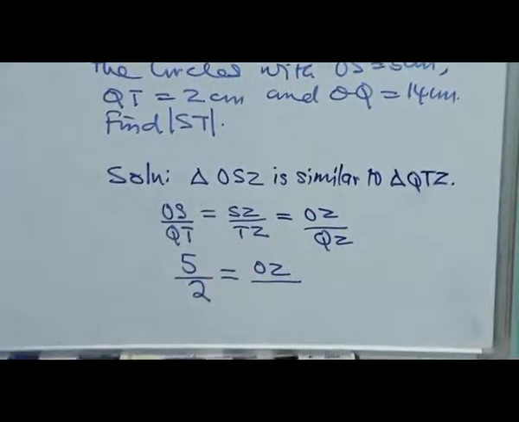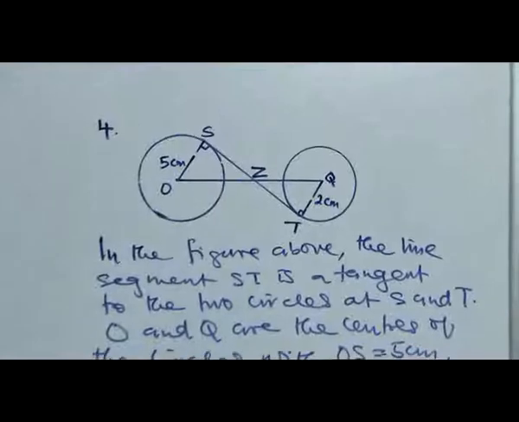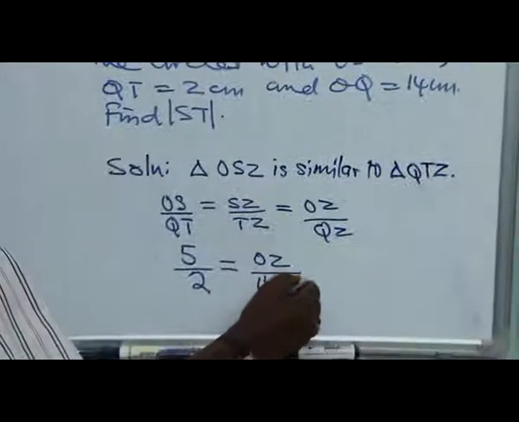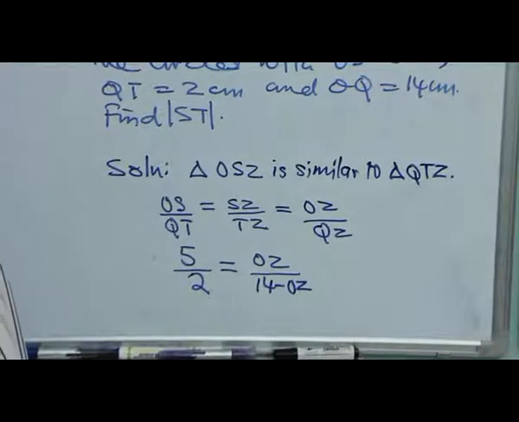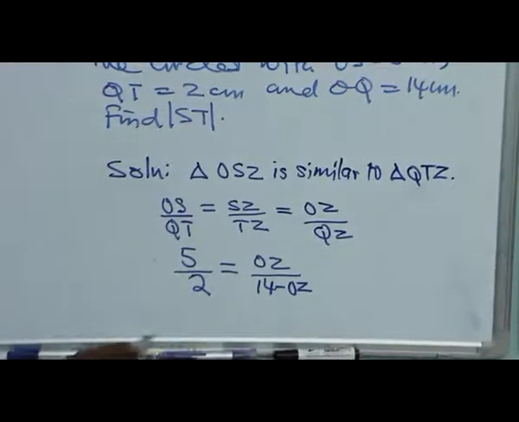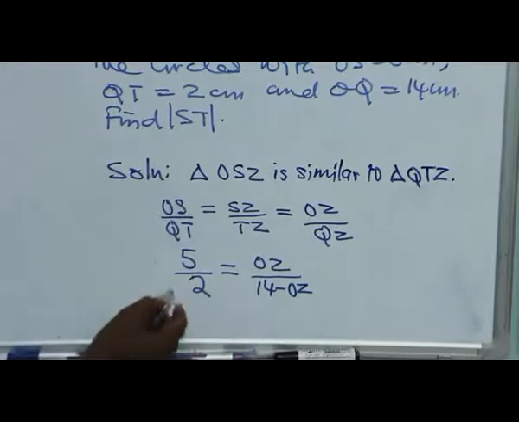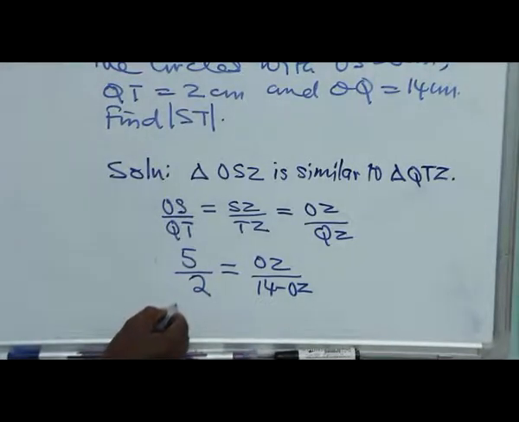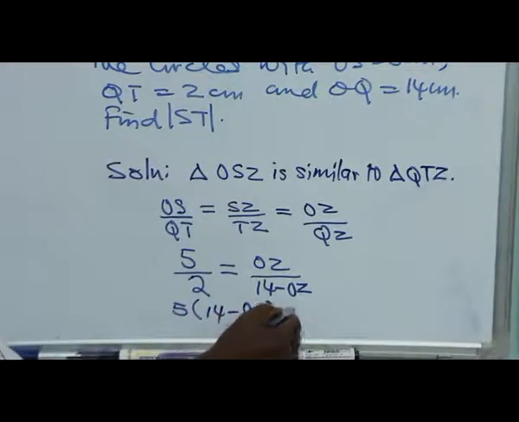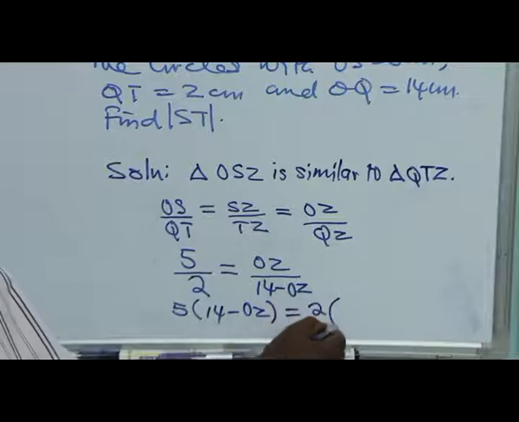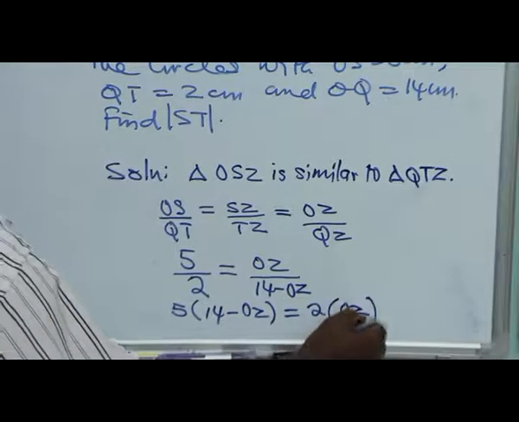And then QZ will be 14 minus OZ, because we are told that OQ is equal to 14. In this regard, we will cross and multiply. Our 5 multiplying 14 minus OZ is equal to our 2 multiplying OZ.